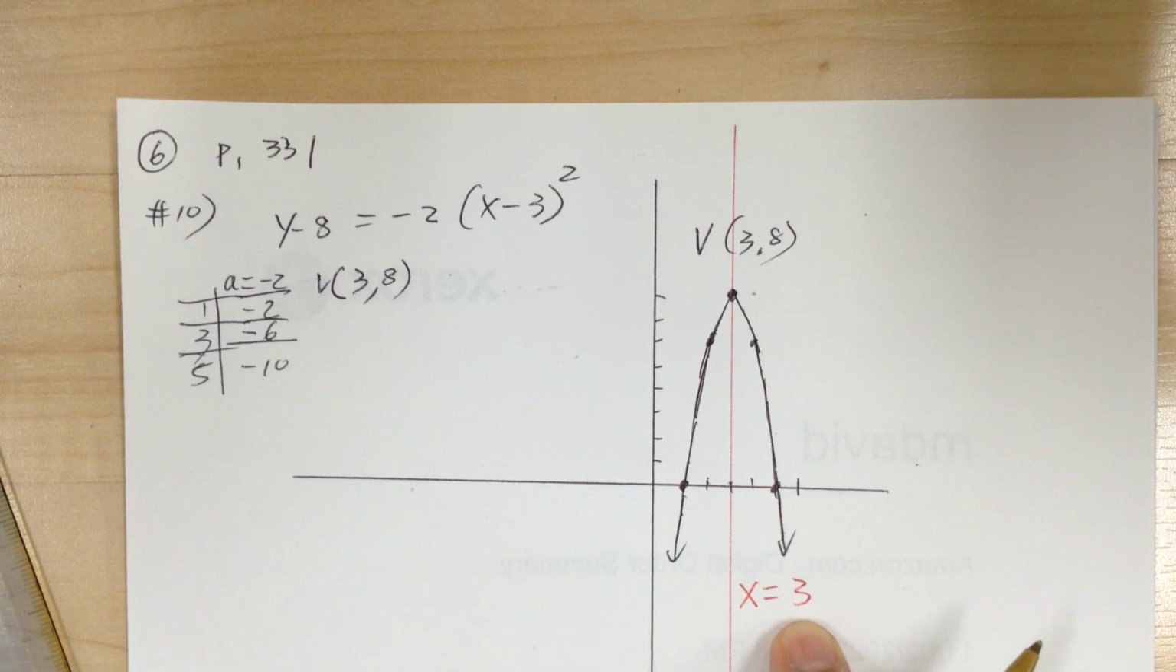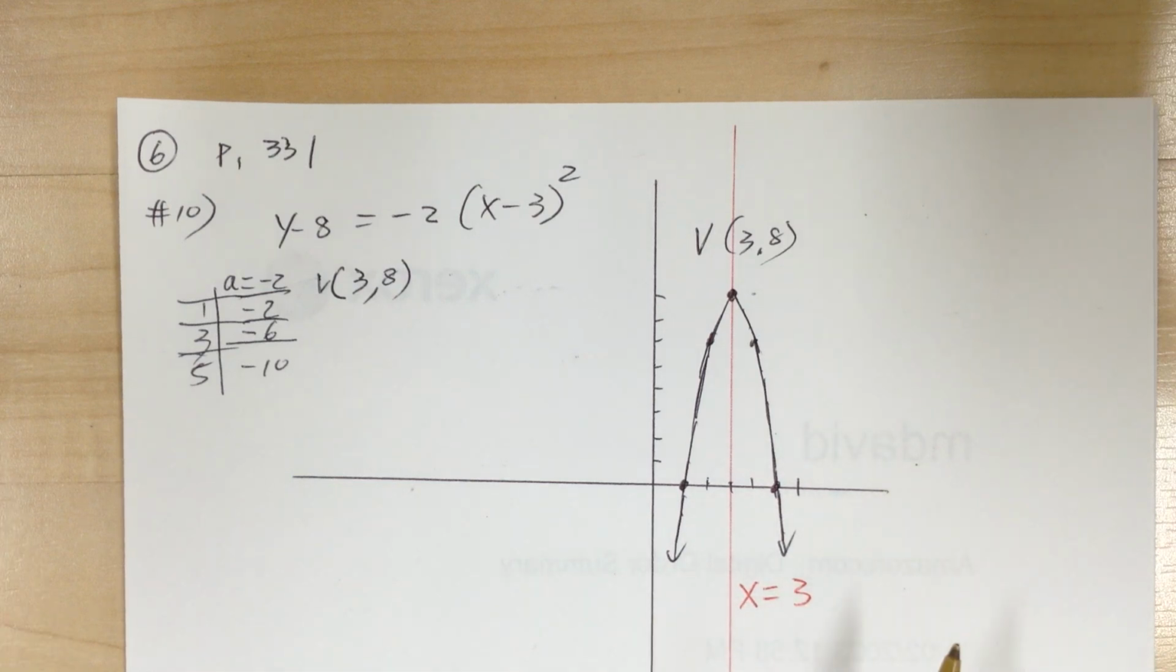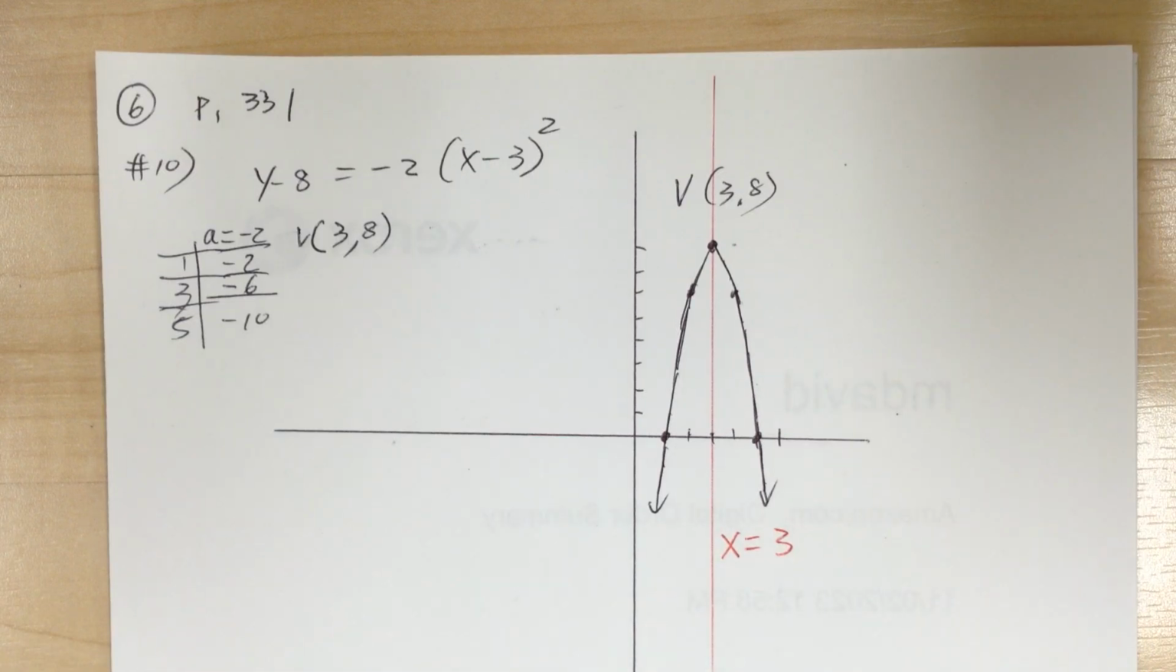And to find the intercept, you don't have to worry about the intercept. So on the test, I just ask for the vertex and the symmetry. Okay, and that's it. Okay, let's go to the next one.